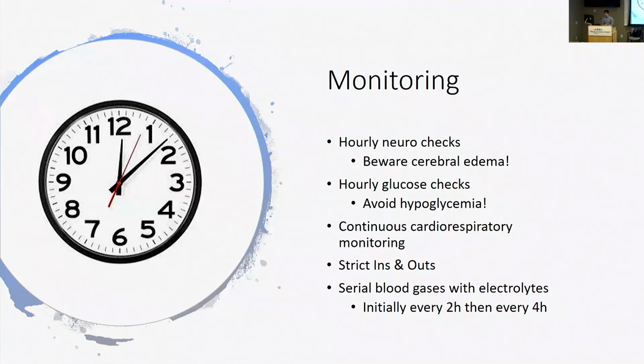We're doing hourly glucose checks. Another big complication that we want to avoid is hypoglycemia, and so you want to have a very clear conversation with whoever your other providers are in terms of what our goal glucose levels are and what we are trying to achieve. All these kids get continuous cardiorespiratory monitoring and strict I's and O's. We want to make sure that we're correcting their dehydration, that we're giving them enough fluids, and then serial blood gases to follow our acidosis and our electrolyte corrections.